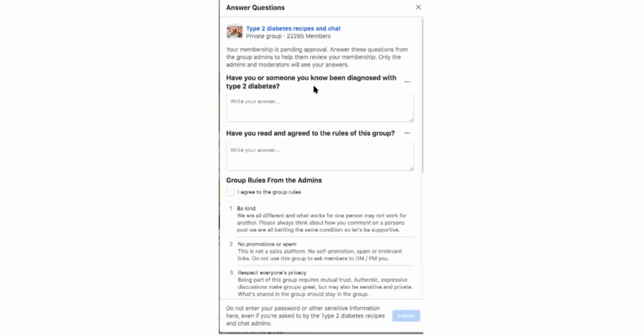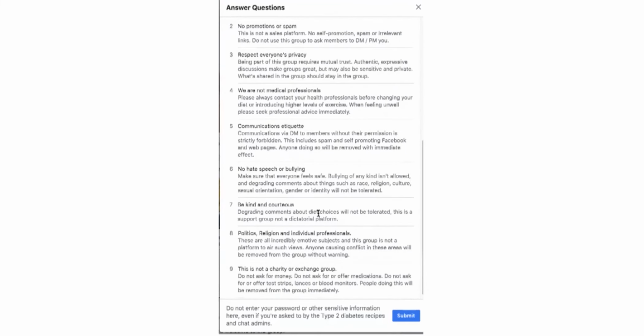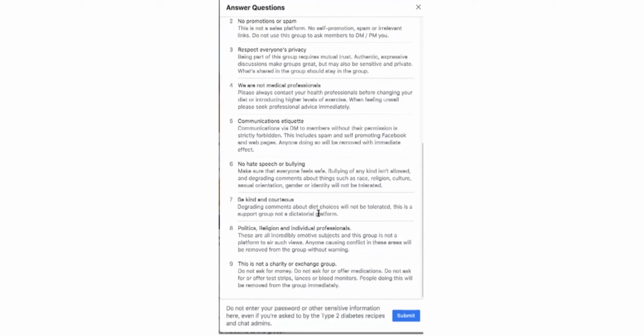Have you or someone you know been diagnosed with type 2 diabetes? And you want to put yes, absolutely, as I did. Have you read and agreed to the rules of this group? Well, that's what you've got to do. Be kind. It tells you no promotions or spam. So that says this is not a sales platform, nor self-promotion, spam, or irrelevant links. Do not use this group to ask members to DM or PM you. Respect everybody's privacy. So actually, when you look at this group, you can tell that you're going to educate them.